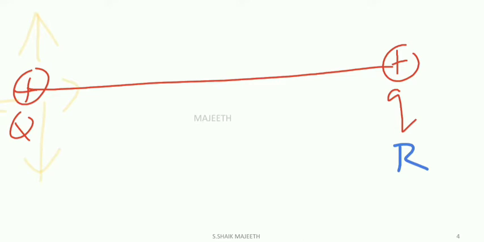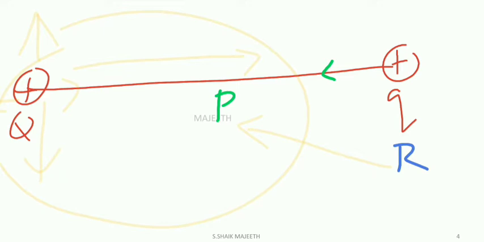Now what we want to do is move the test charge from point R to point P. When we want to move the test charge from point R to point P, we have to do some work. Why? Because there will be a force given by this source charge, which will create some field. We have to overcome that field, then only can we move the test charge from point R to point P. So we need to do some work.